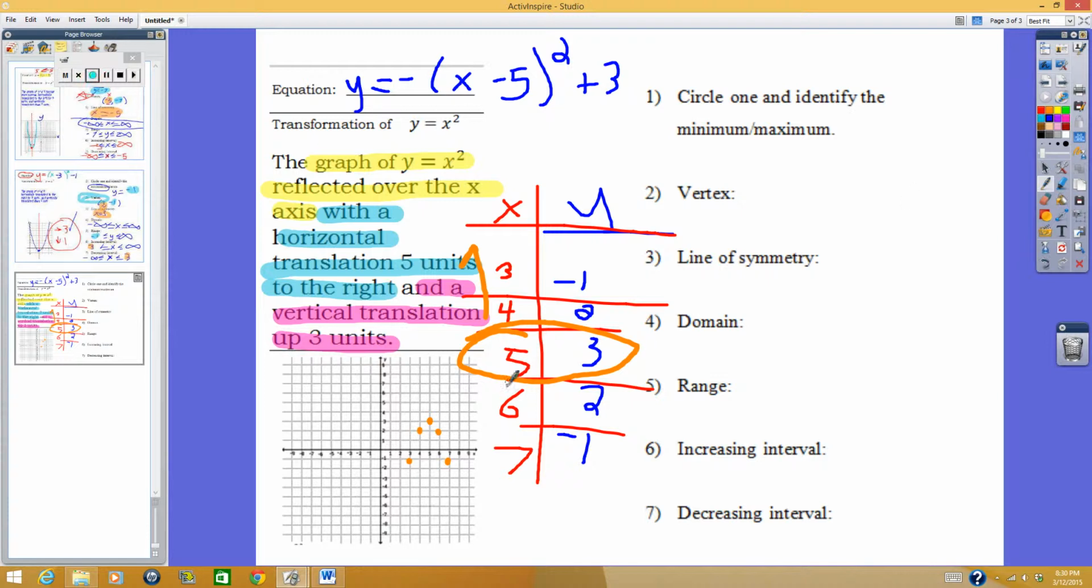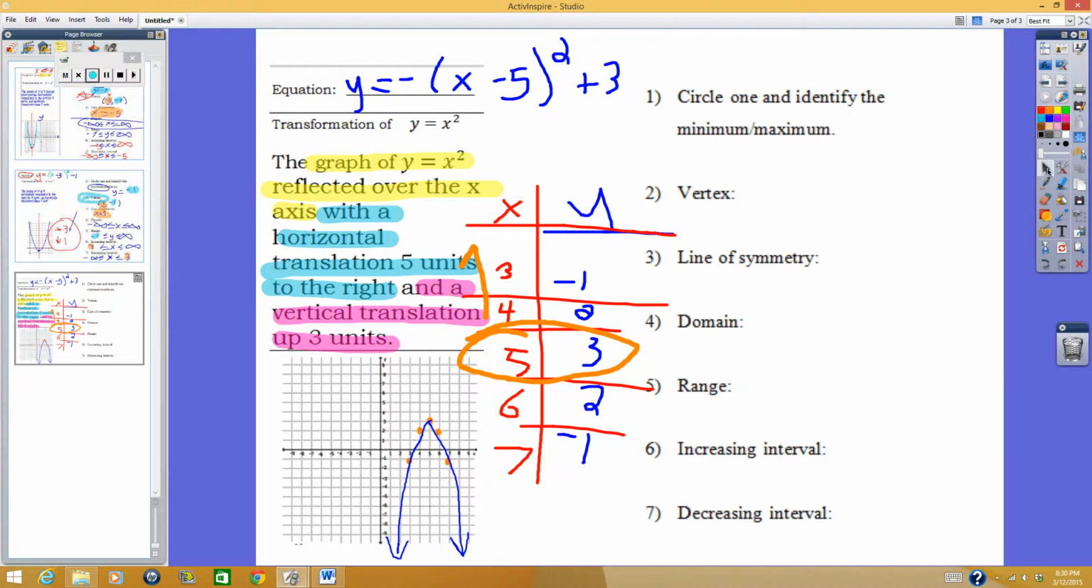And BAM! That is horrible. Still horrible. Don't judge me. It's okay. Whatever. Alright, cool. So there is your parabola.